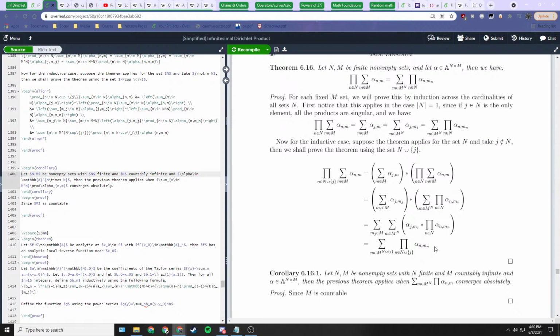Okay, I think I know what we need to do if we want to merge these. So we're going to need to prove that if we have two summations which converge absolutely, then their product will also converge absolutely. I think we can maybe do that. So let's see if we can do that.